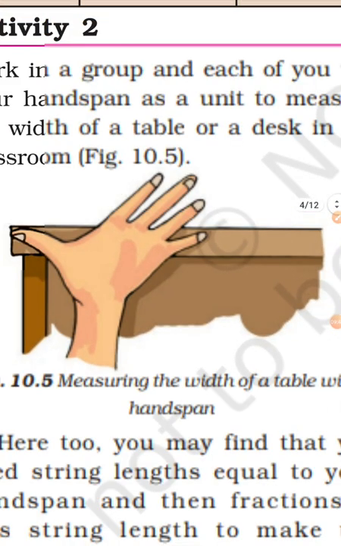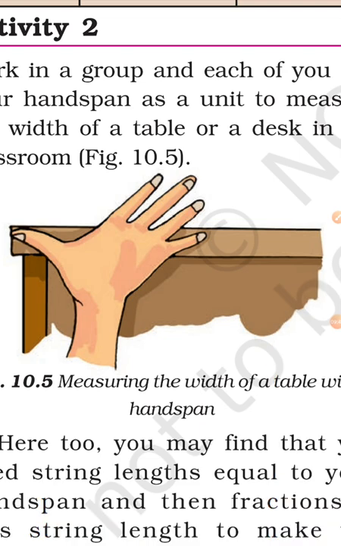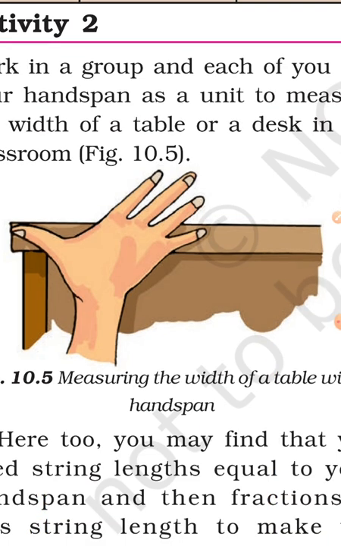We measure distances by the hand span also. If I ask you what is the length of your table, by using your hand span you can say two hand spans or three hand spans. But it will not be accurate because your hand span is different and my hand span is different. So to find the actual length of anything, we have to use a standard unit that cannot be changed.